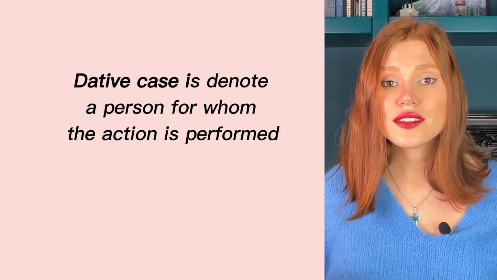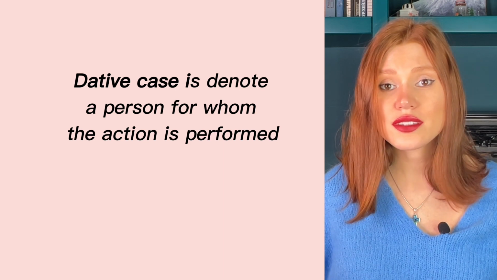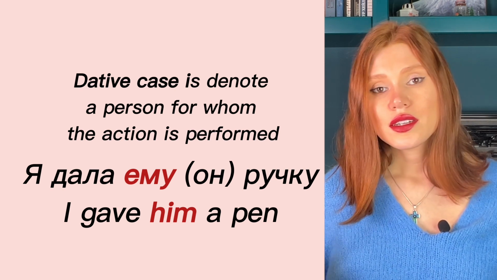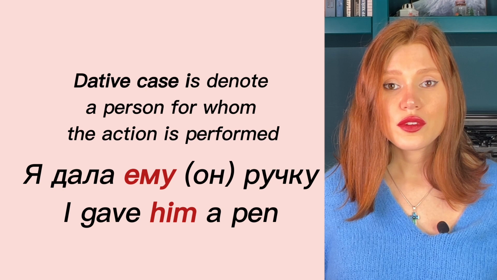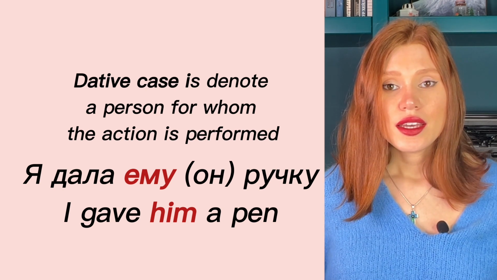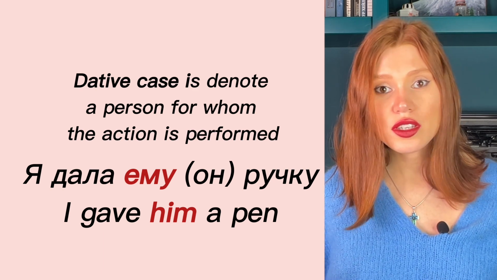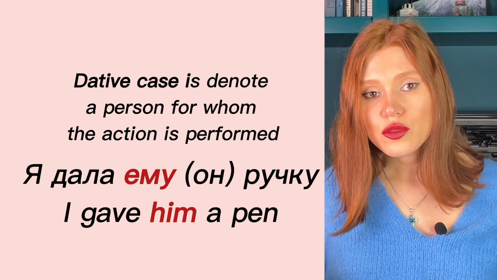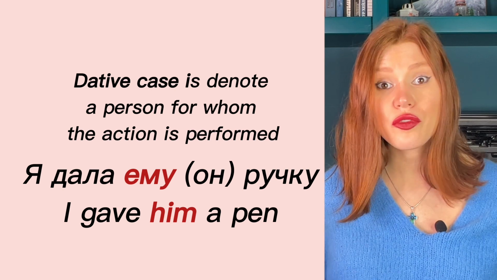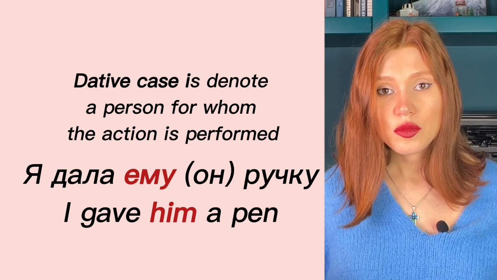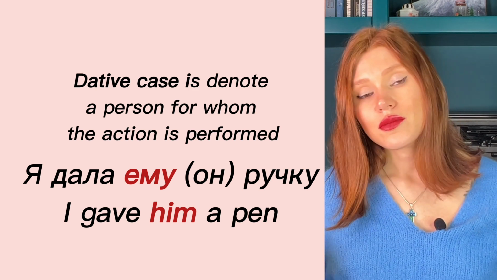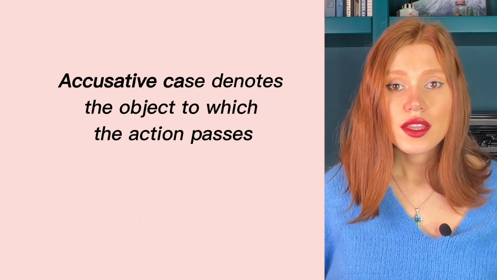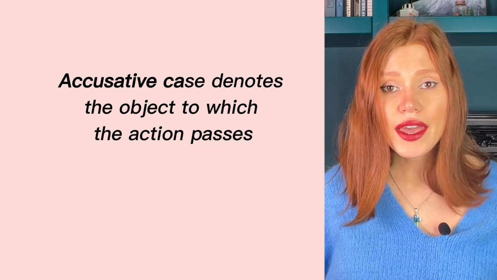The dative case denotes a person for whom the action is performed. For example, я дала ему ручку. I gave him a pen. Я, so it's subject of action, it's nominative. Дала, it's verb. Ему, to whom, to him, to whom action is performed. Он, ему, pronoun он, from the nominative to dative, ему. Okay?